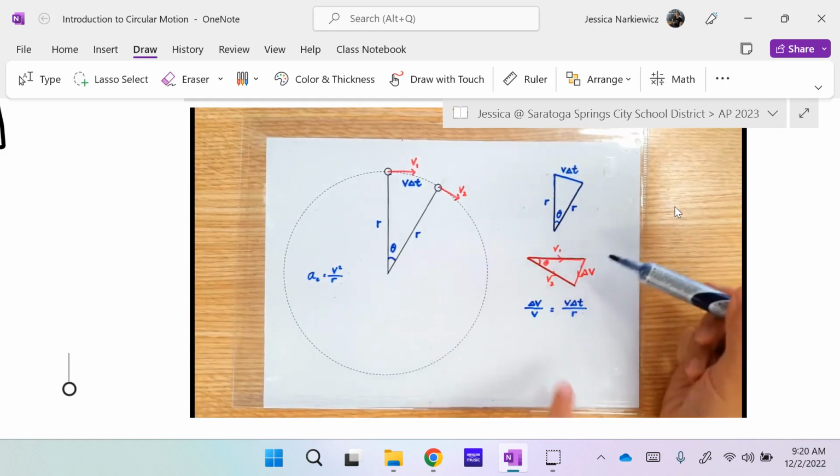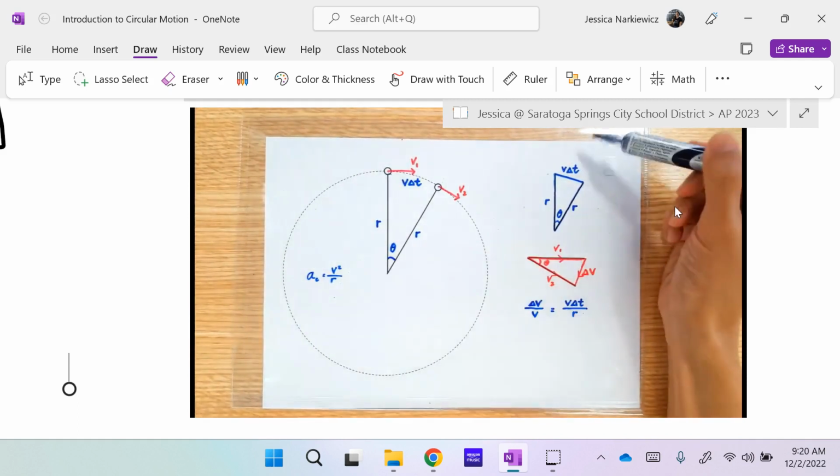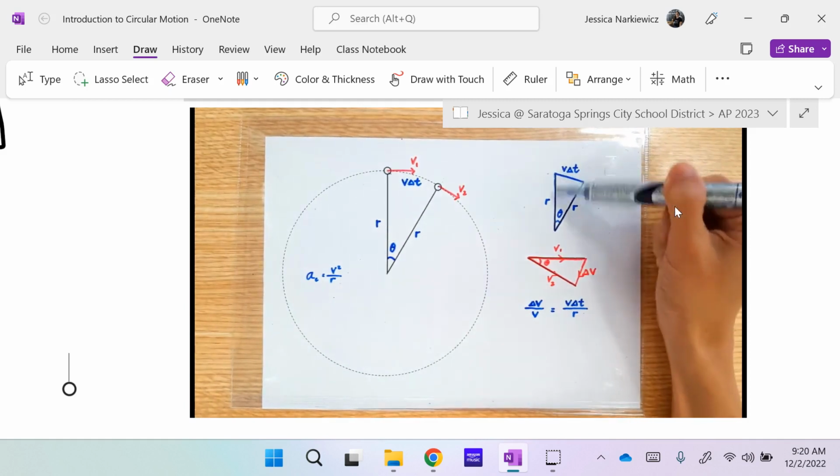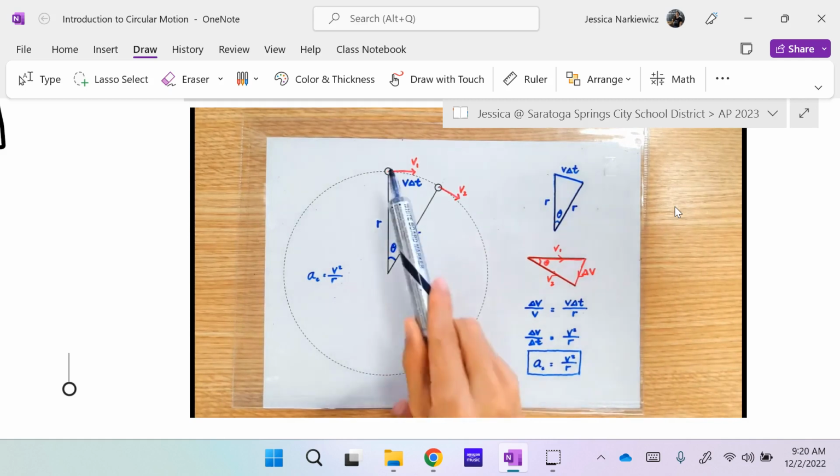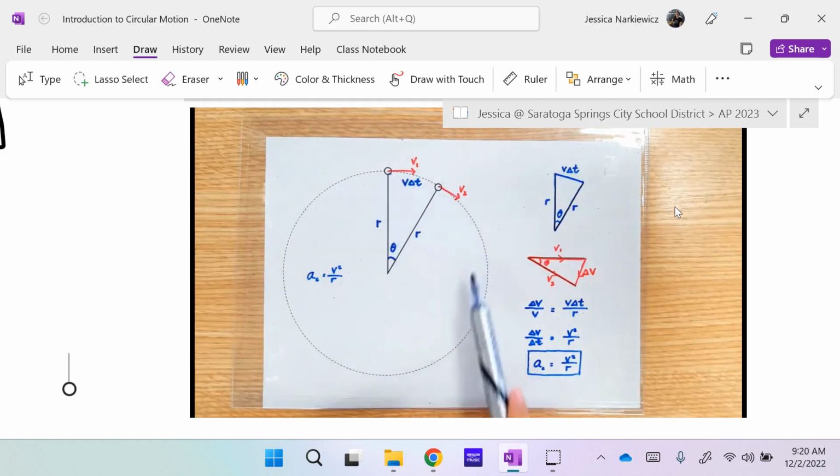The ratio of delta v over v1 should be equal to the ratio of the corresponding sides on the other triangle, which is v delta t divided by r. Rearrange the equation, and you get delta v over delta t is equal to v squared over r. Delta v over delta t is the instantaneous acceleration, which is v squared over r. So, with some simple geometry, we have shown that when an object is doing circular motion at constant speed v and radius r, its velocity is changing at the rate of v squared over r. That's all.